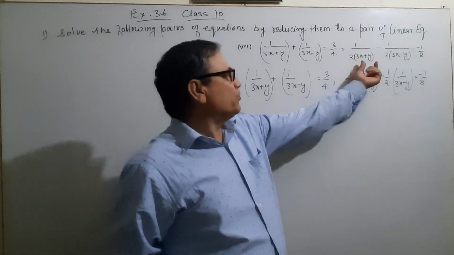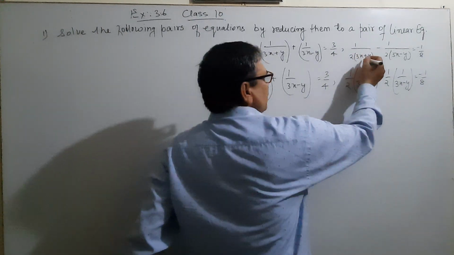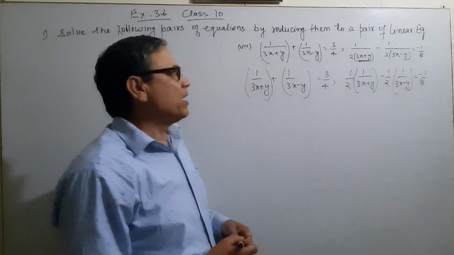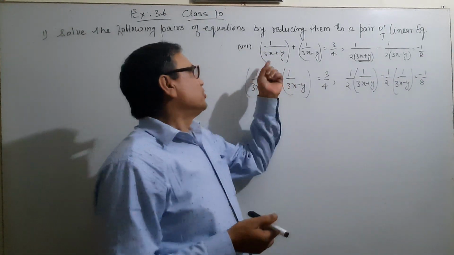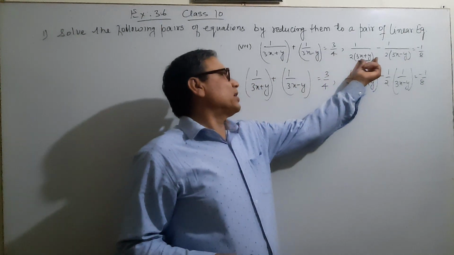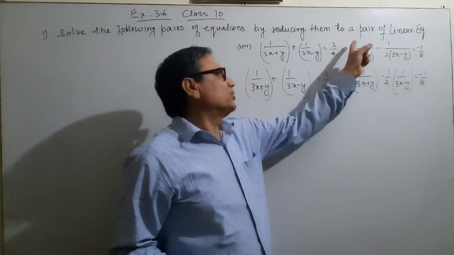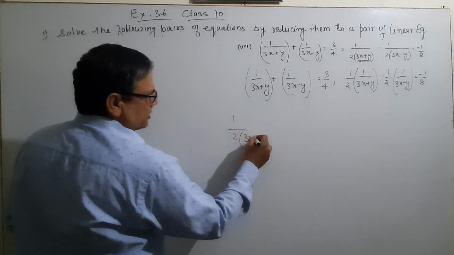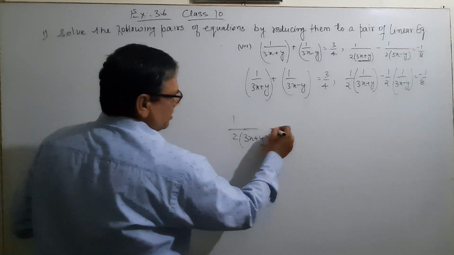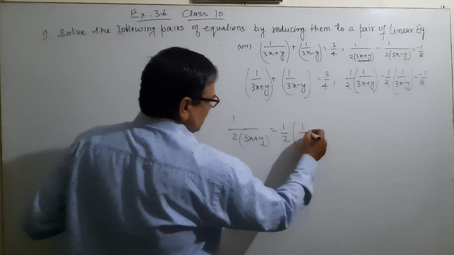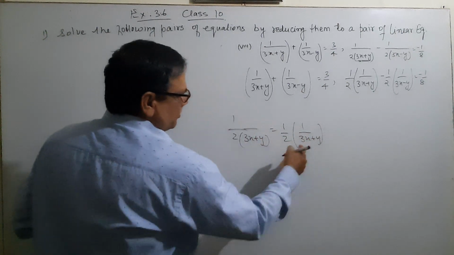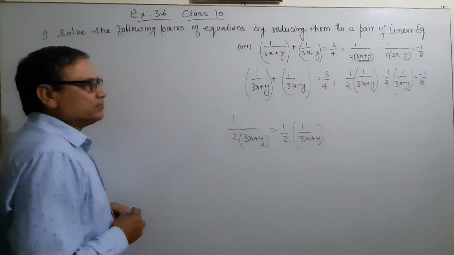Because this is similar, we assume this is only one term. Why are we assuming this is one term? Because 3x plus y is the same in both. Therefore, 1 upon 2 times (3x plus y), we can break 1 by 2 into 1 by (3x plus y), multiplied by 1 by 2. They will be the same.